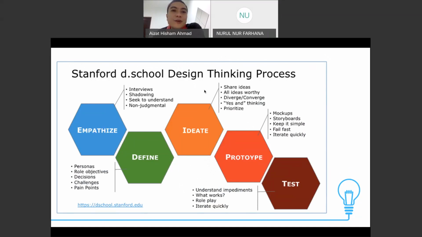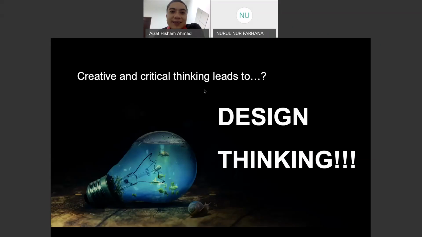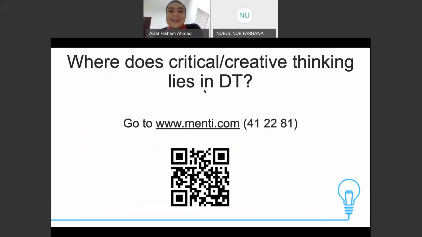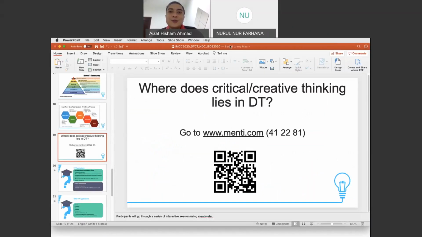Since we have gone through the types of thinking, which are creative and critical thinking that lead to design thinking, now you have to try and answer so that you can understand better which phase critical thinking is inside and which phase creative thinking is inside. If you are ready, let's go. Hold on, I have to activate.